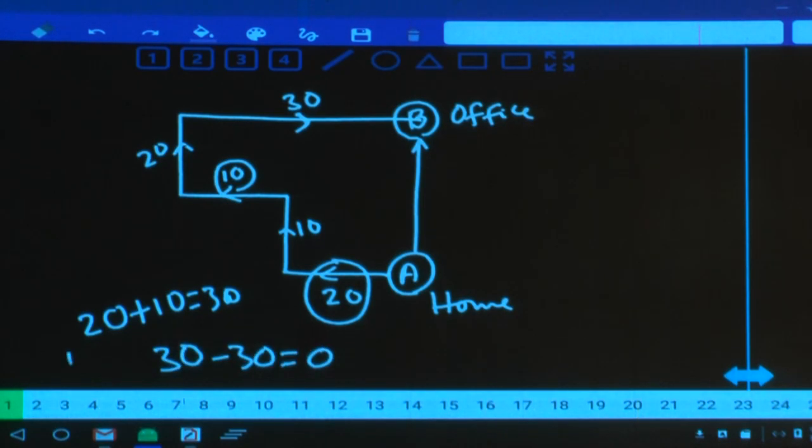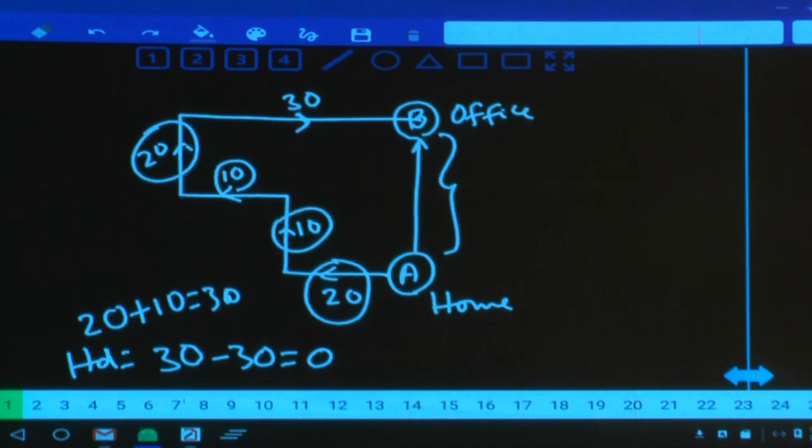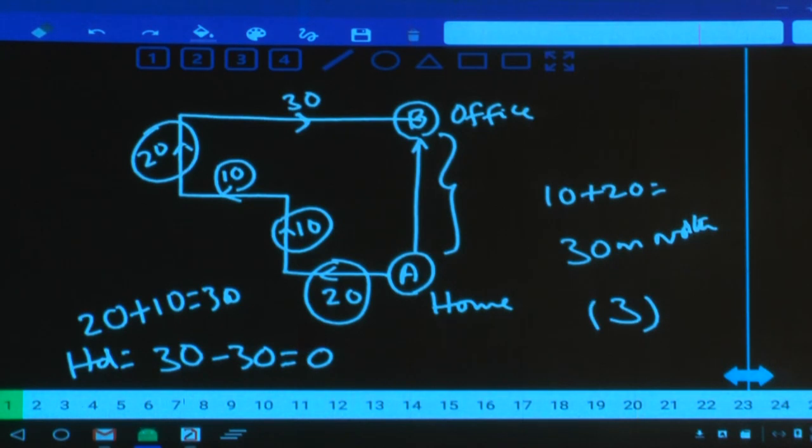As the horizontal distance has become 0, we are left with only the vertical distance. What is the total vertical distance here? This is 20 towards north and 10 towards north. Hence 10 plus 20, both towards north, in total 30 meters towards north is the answer. It is given as choice 3, 30 meters north. The office is 30 meters north from his home.